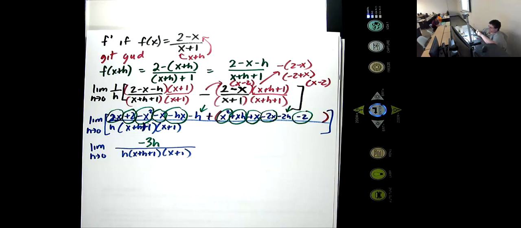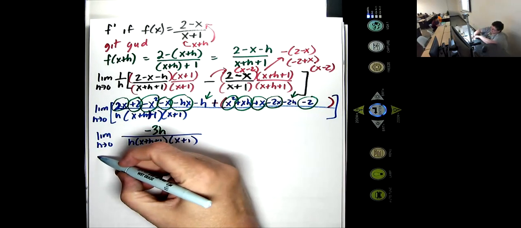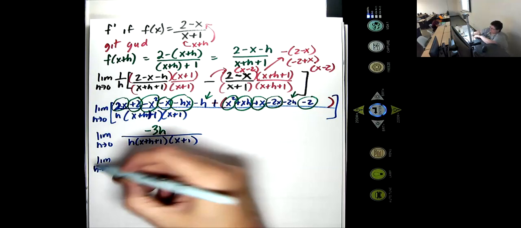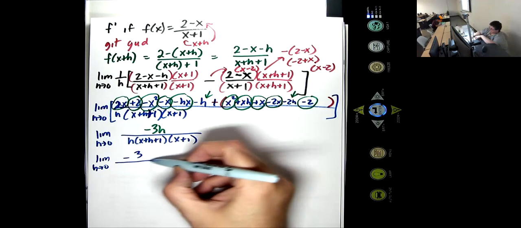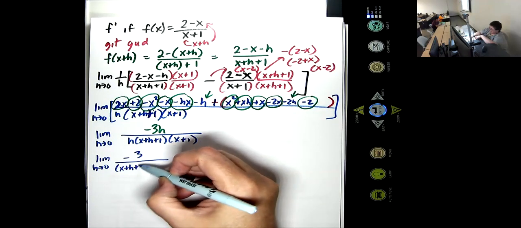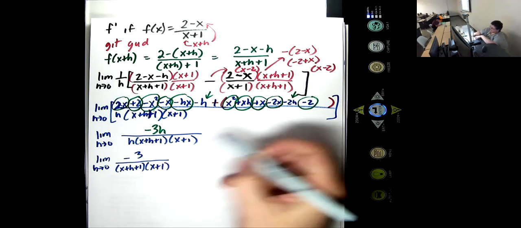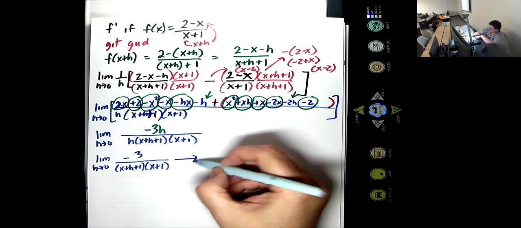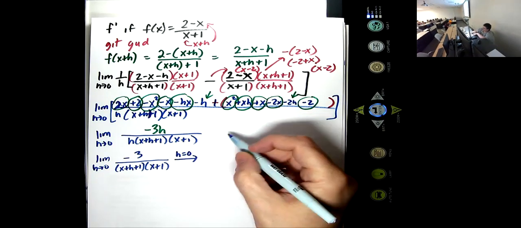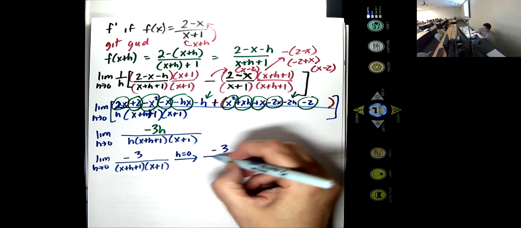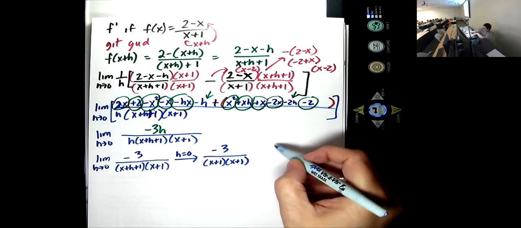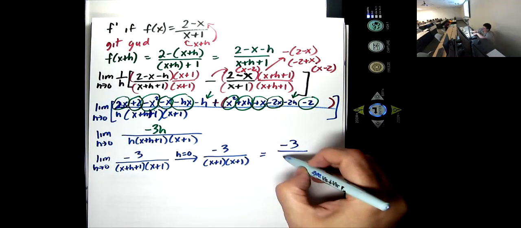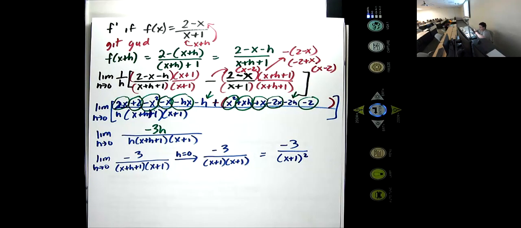So when we keep going with this, the limit as h goes to 0, the h on top and the h on bottom cancel, right? And I don't have a problem sticking in h equals 0 anymore. If I plug in h equals 0, I've got -3 over x plus 1 over x plus 1. So this is -3 over x plus 1 squared. That actually ended up not looking too bad at the end.